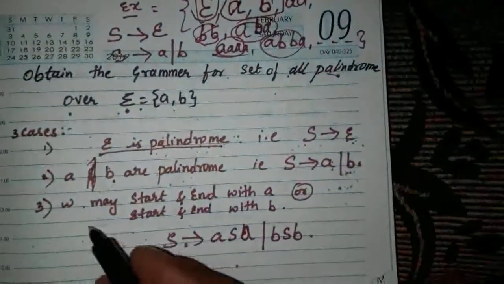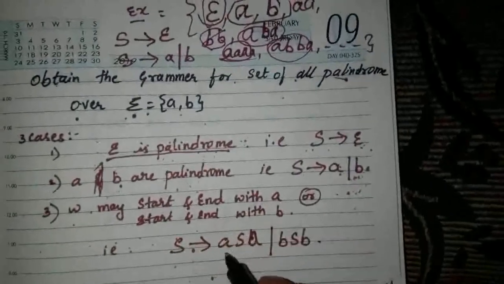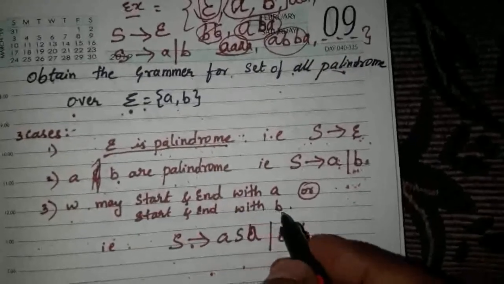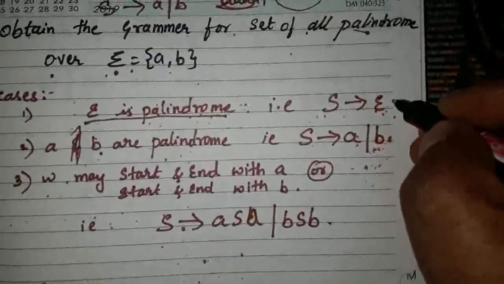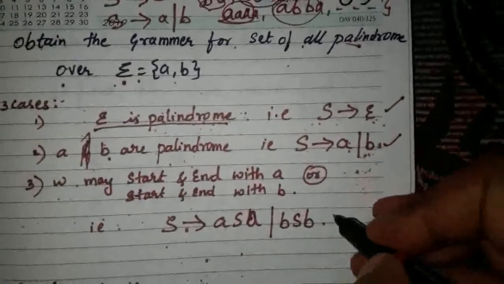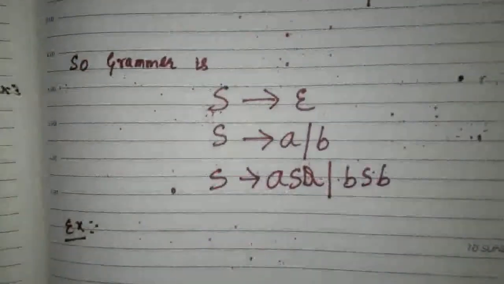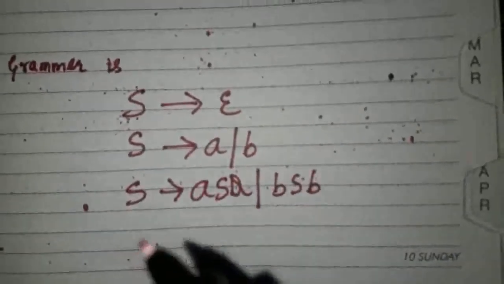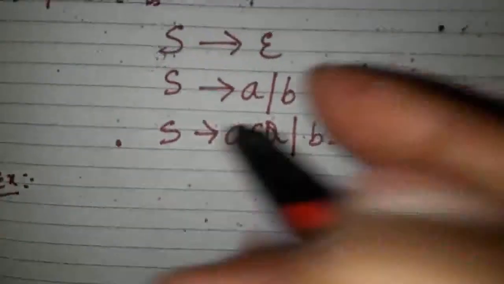That can be given as, the string may start with A and end with A, that is ASA. The string can be starting with B and ending with B, that is BSB. So now we have three productions where you have S tends to epsilon, S tends to A or B, or S tends to ASA or BSB. On combining these three productions, we will get its equivalent grammar. So the grammar is S tends to epsilon, S tends to A or B, or S tends to ASA or BSB. Now let us see its equivalent derivation.